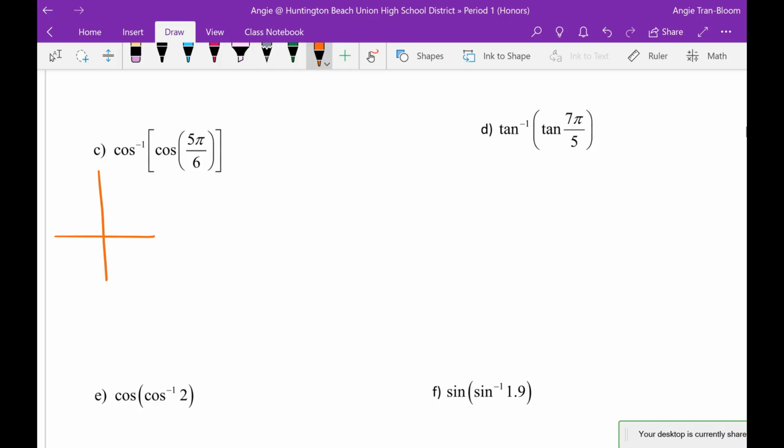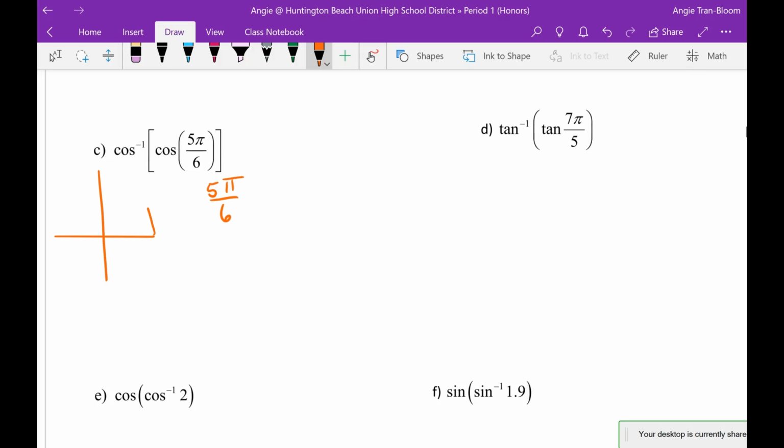Okay, so raise your hand if you give me the answer to C. 5 pi over 6, you said. Do you agree with him? Okay, so let me ask you this question. Is the answer to D 7 pi over 5? Why not? It looks similar. Okay, so let's talk about C because that's going to relate to D.